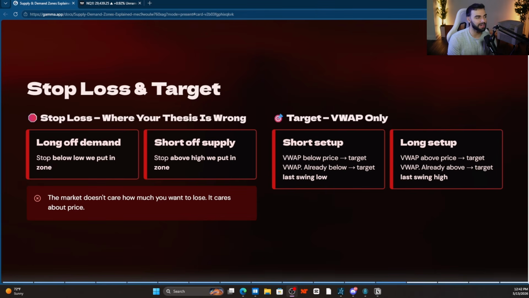So stop loss has to be where your thesis is wrong, right? The market doesn't care about how much money you want to lose. It cares about price. So if you're putting your stop loss at random dollar values, like I only want to lose $100, I only want to lose $200, it's different.